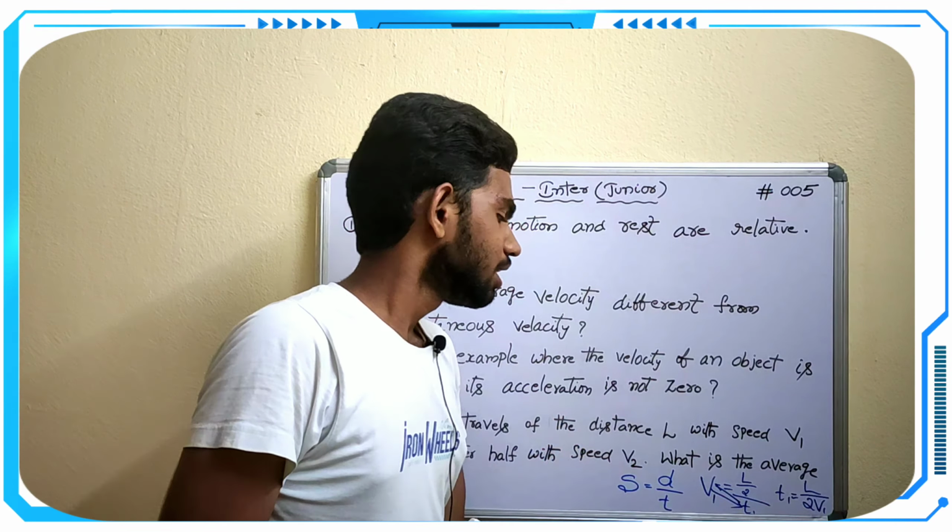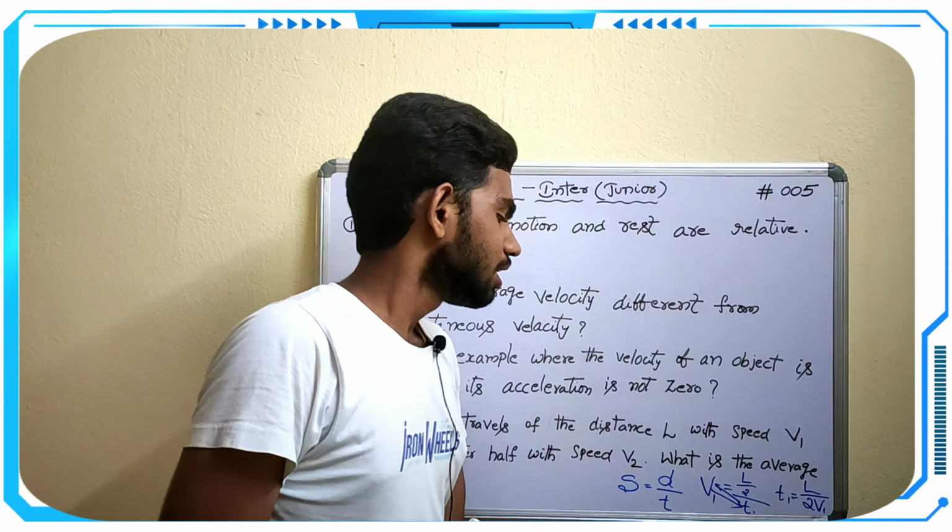So here L by 2. We get a common 1 by 2, that is L into 1 by 2 is L by 2. So the total time is equal to L by 2 v1 plus L by 2 v2, equal to L by 2 into v1 plus v2 by v1 v2. Now we have to calculate the average speed. The speed formula is the same, S equals d by t, that is distance by time. So we know the distance.